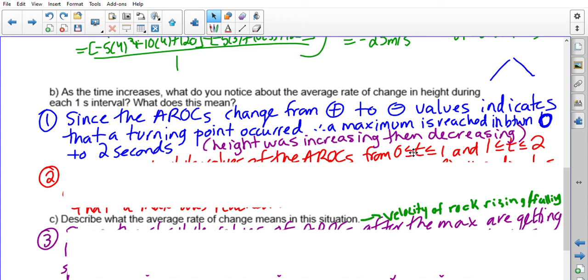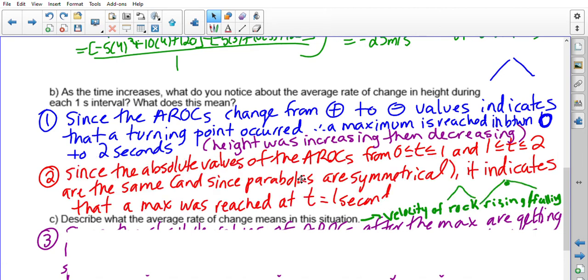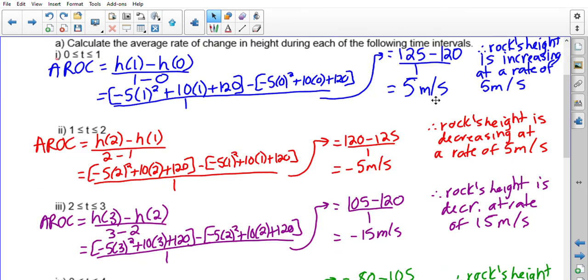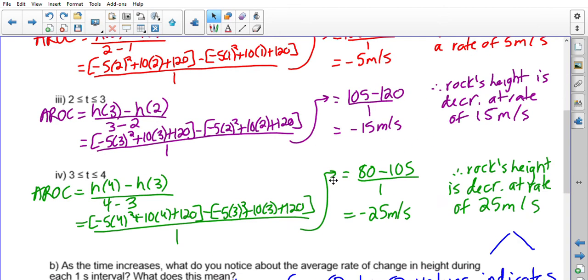All right, let's see, can we be even more specific? So now what if we analyze the absolute values of the AROCs from 0 to 1 and 1 to 2? If I look at the absolute value of these two, they're the same. Their speeds are 5 meters per second, 5 meters per second. One is just increasing, one's decreasing. So one's rising, one's falling.